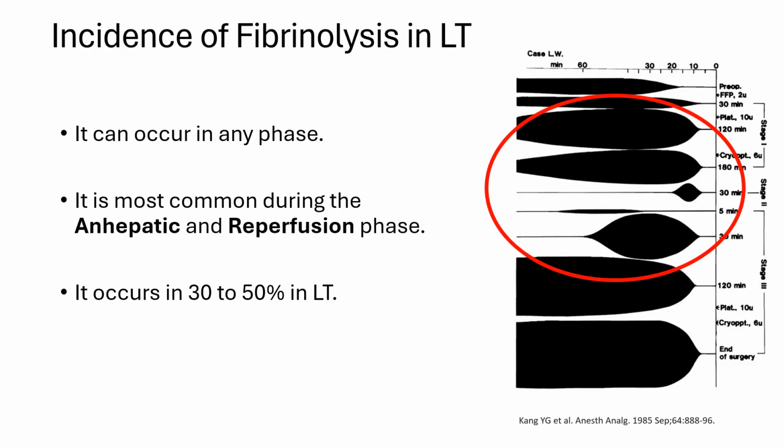So first, we will look at the incidence of fibrinolysis in liver transplantation. This image on the right is from 1985, the early stages of liver transplantation, and it shows that fibrinolysis can occur in any phase. Stage 1 is the dissection phase, stage 2 is the anhepatic phase, and stage 3 is the reperfusion and post-reperfusion phase. Fibrinolysis is most common in the anhepatic and reperfusion phase. And around that time, it was reported to occur in about 30 to 50% in liver transplantations.